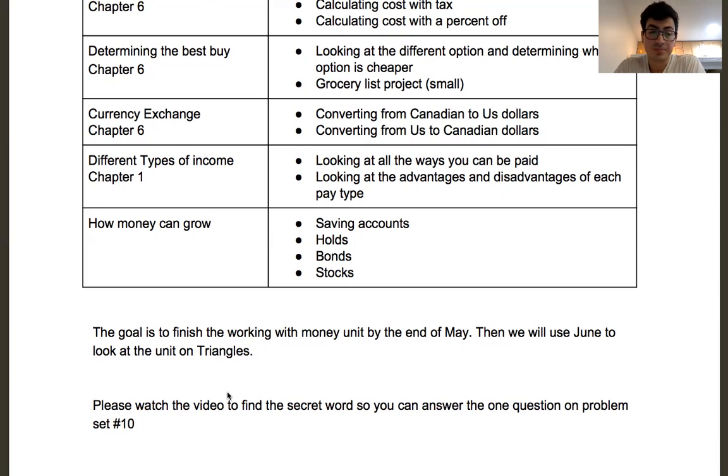Okay, so the secret word for the day is going to be, let's have it be iPhone. So that will just be the answer to the one question in the problem set number 10 assignment. It's just to make sure that you watch the video, that you're engaged in class. I noticed a lot of you maybe are doing work but are forgetting to hand in assignments. So make sure you're keeping up to date on that.